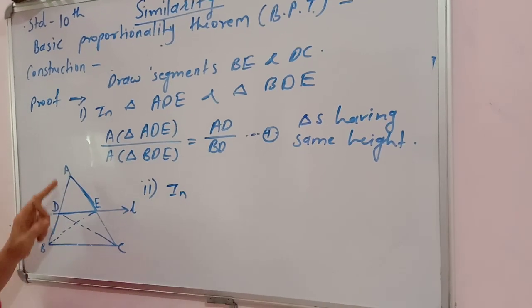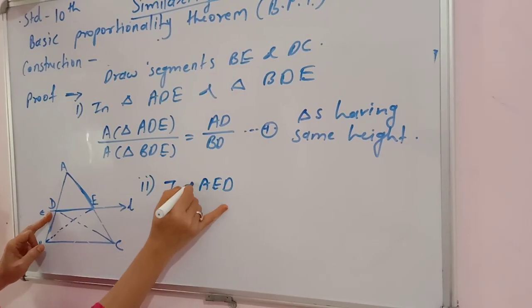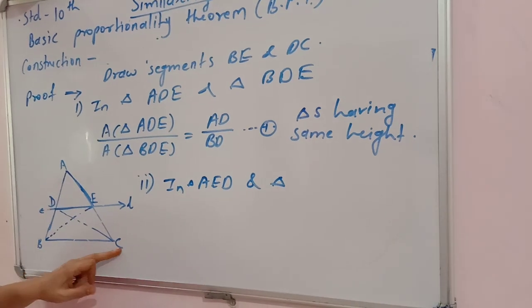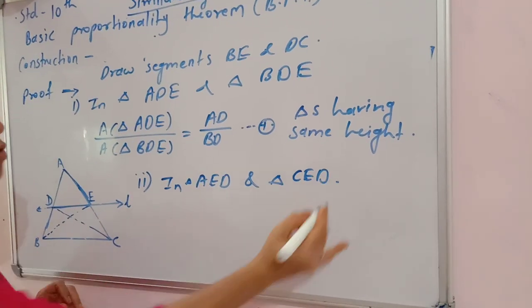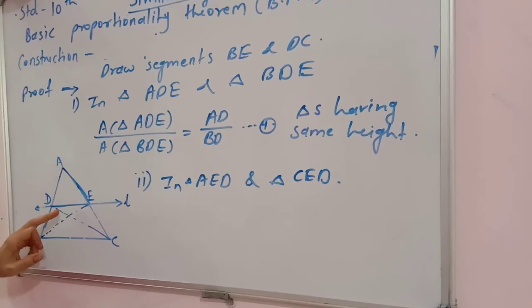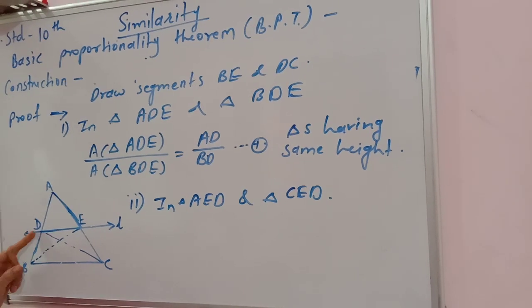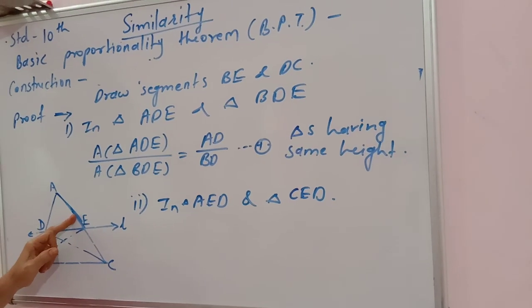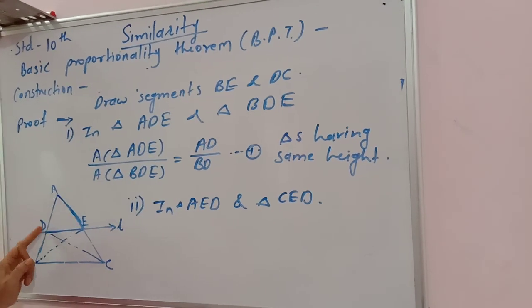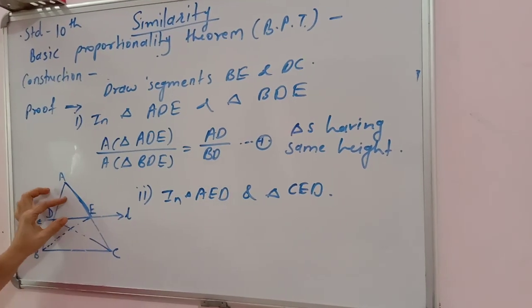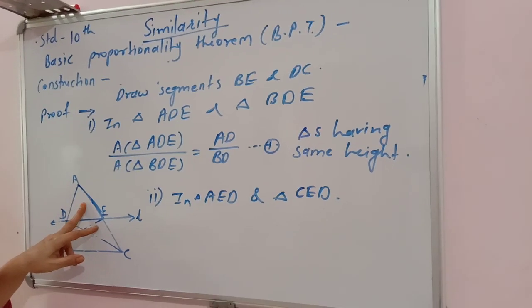In triangle AED and triangle CED, these two triangles also have the same height because they have common vertex D. We can draw a perpendicular from vertex D on the base of this triangle, as well as by extending this base, that will be the same height for these two triangles. Means these two triangles have equal height.